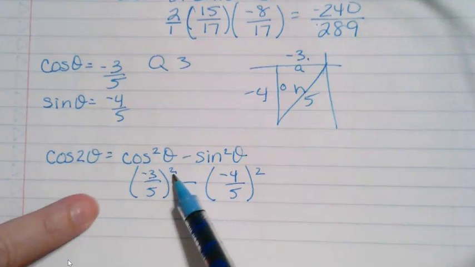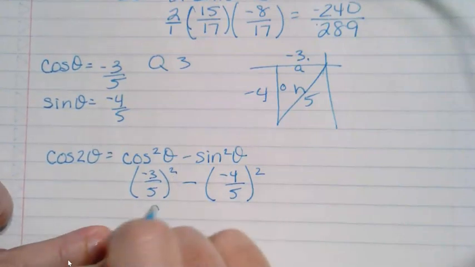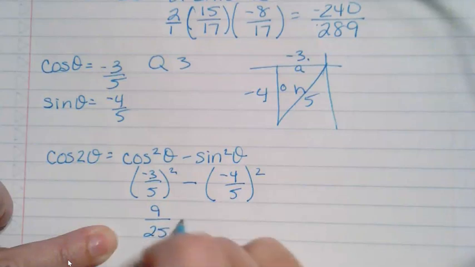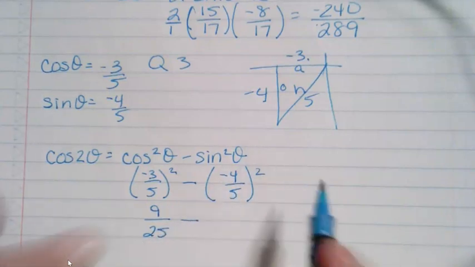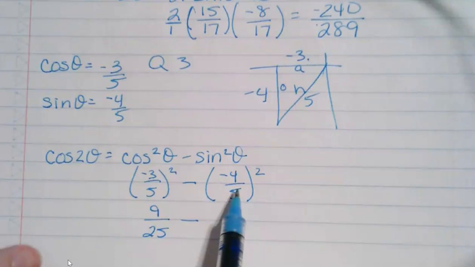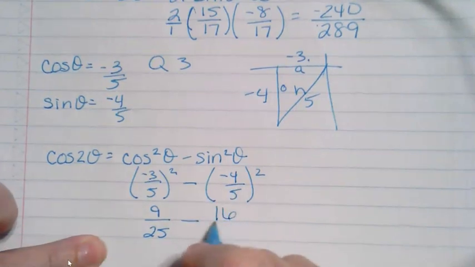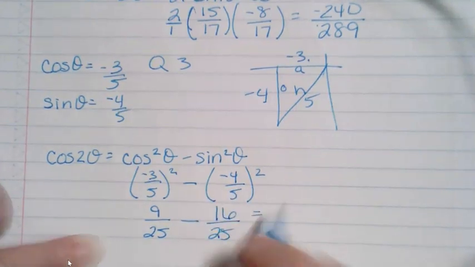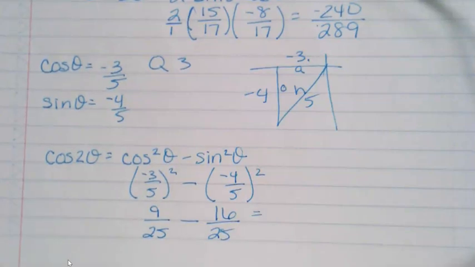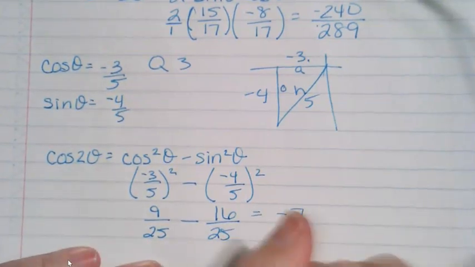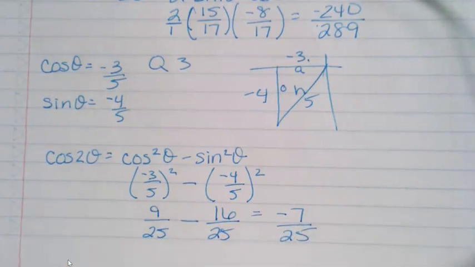Remember, when you square a fraction, you square both the top and the bottom. So this is just going to be 9 over 25. And no, these two negatives are not going to cancel out because we have to do the exponent first. And that makes that a positive. And I get a negative 7 over 25. Okay, just follow the order of operations and the formula.